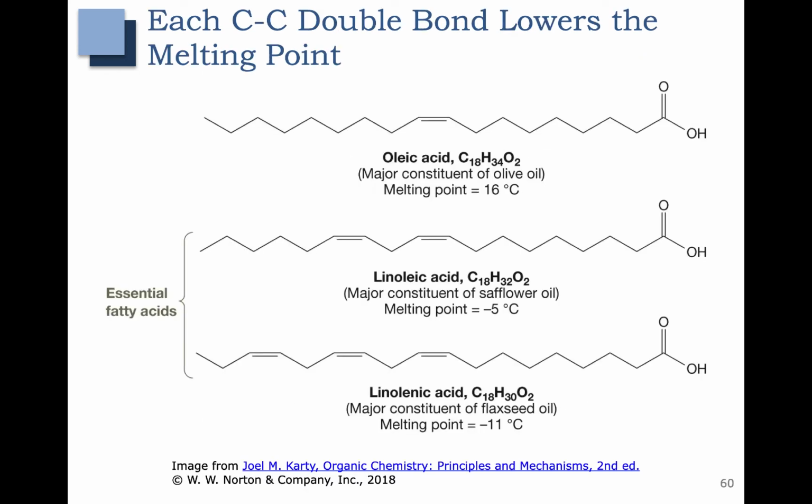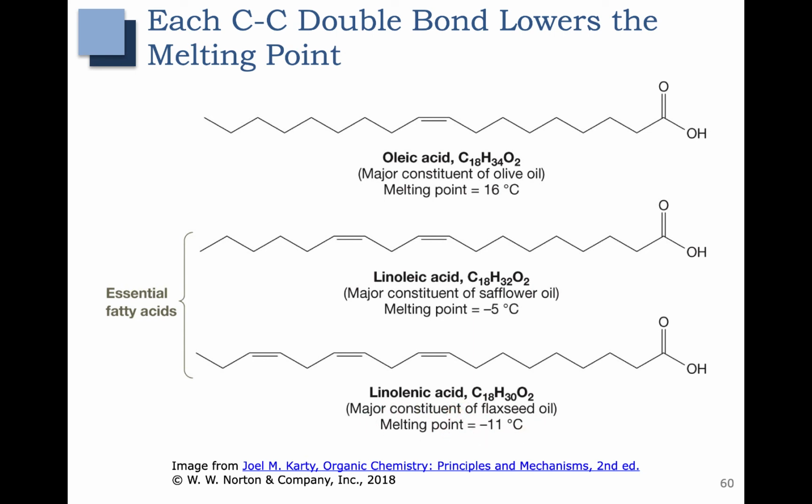Keep in mind that for cis fats, carbon-carbon double bonds will lower melting points. You can see the examples here with oleic acid, linoleic acid, and linolenic acid. Oleic acid here has a melting point of 16 degrees, and it has 1 double bond. Linoleic acid has 2 double bonds, and now its melting point is lower at -5 degrees. Linolenic acid with 3 cis double bonds has a melting point of -11.